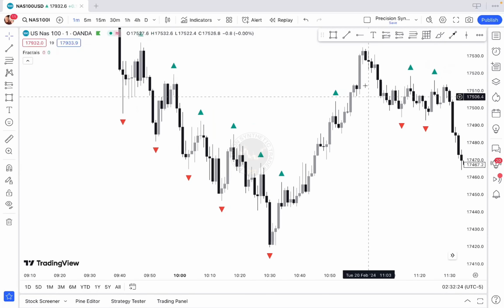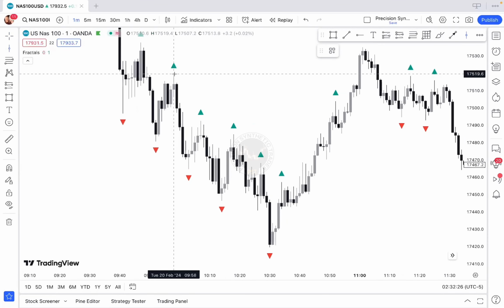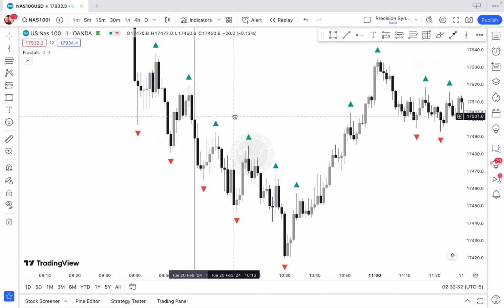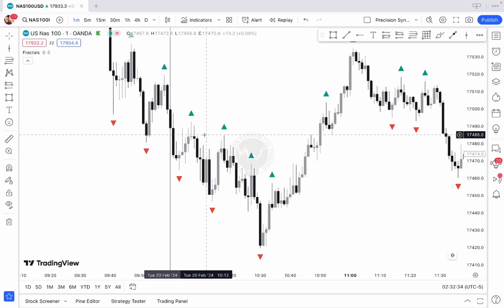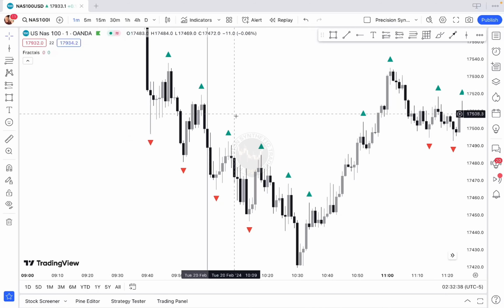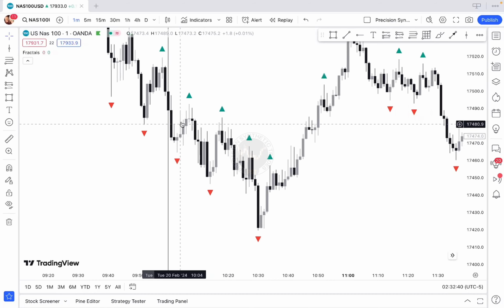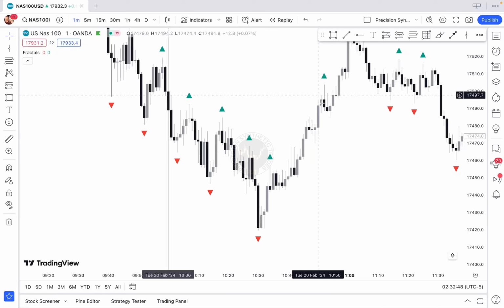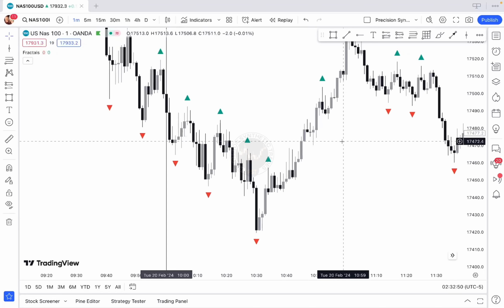All right, so here we are at the next session. Let's mark out the 10 o'clock. So we're going to start trading from 10 o'clock. As you can see, we need to wait for the liquidity sweep and the market structure shift. So 10 o'clock came, we had high, low, high, low, high, low, high, low, high, low, high. Okay, now look what happened here.